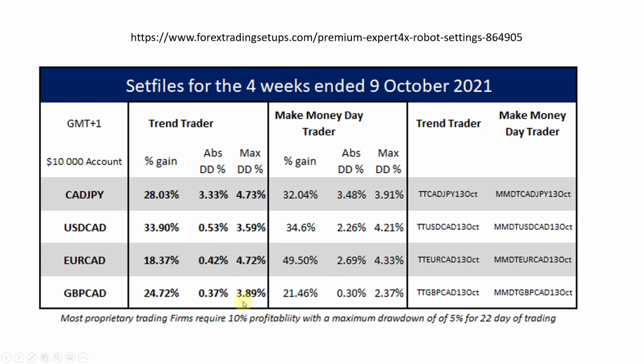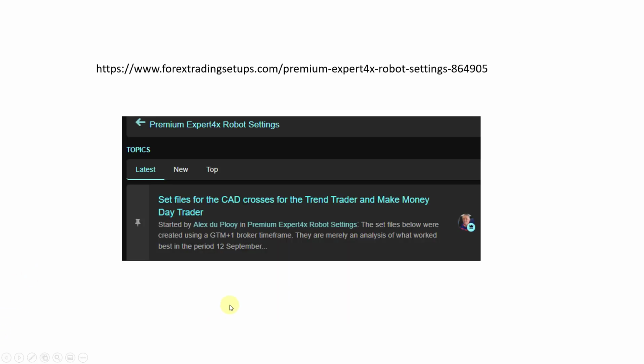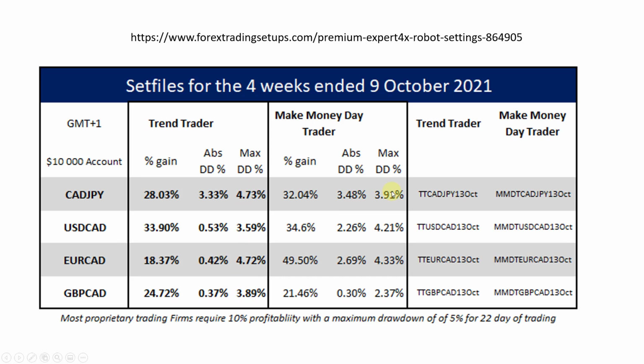Then you get maximum drawdown. Now that is the maximum drawdown that you encounter throughout the month's trading. So you might make a nice big profit, and then there's a drawdown. Now it's measuring that maximum drawdown, and it's generally a lot higher than the absolute one, and you can see that they are all well below the 5% mark that proprietary firms set.